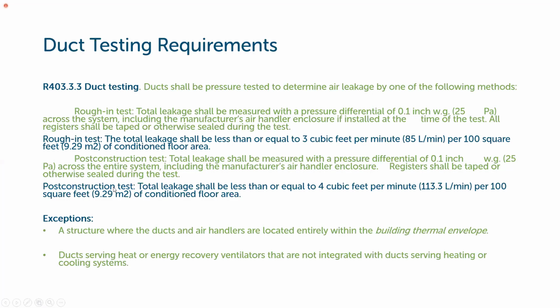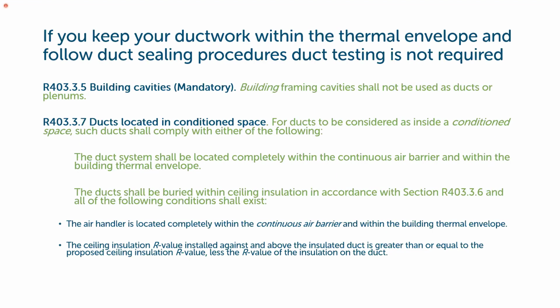So a way to avoid having to do any duct testing for an HVAC system is to just ensure that all of the ducts and the duct system itself is fully within the building thermal envelope. Keeping the ductwork within the building thermal envelope doesn't mean that you can forego sealing of the actual joints and connections of the ducts or the air handler itself. That's all mandatory. But if you can keep that ductwork within the thermal envelope, you don't have to worry about the testing.